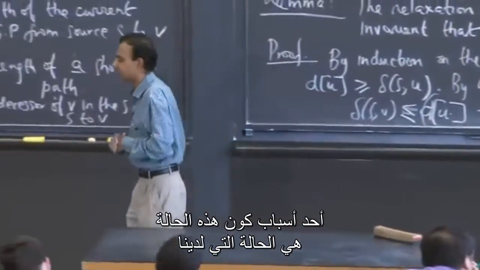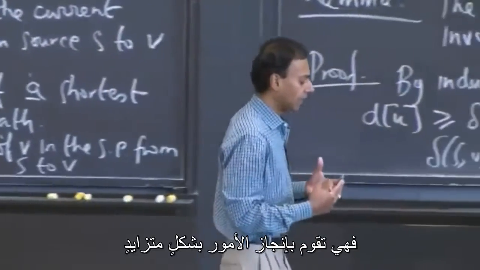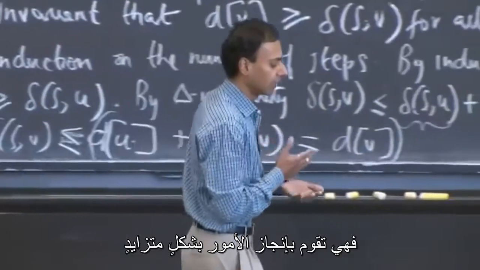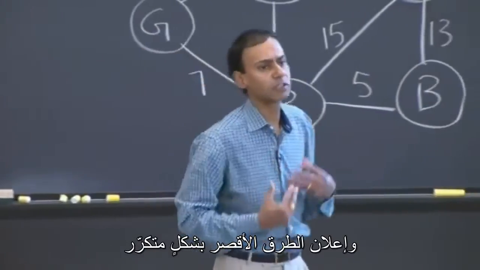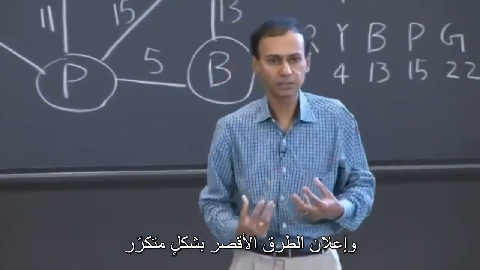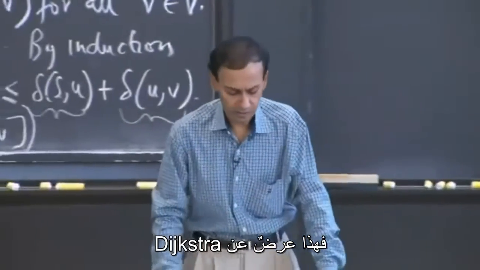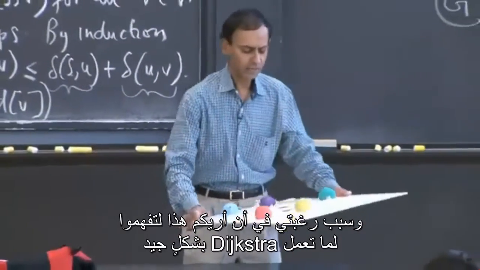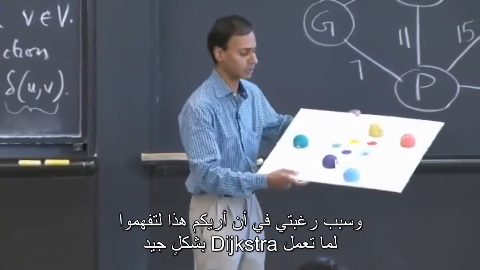One of the reasons why that's the case is because it's a greedy algorithm. It does things incrementally, sort of maximizing the benefit as you will, and iteratively builds the shortest paths. And it goes vertex by vertex. Right? So here's a demo of Dijkstra, which the reason I want to show you this is because it'll give you some intuition as to why Dijkstra works.